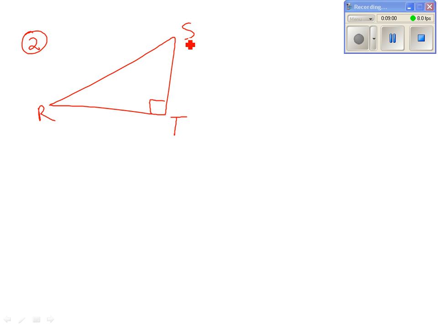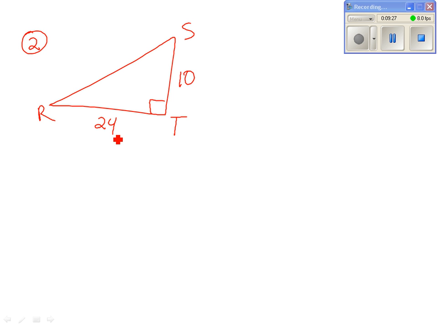They tell us little r is 10. Where does little r go in this triangle? All right. So it goes across from big R, right? So that's 10. What else do they tell us? So I don't have to keep looking back at my paper. Little s is how much? 24. Do they tell us little t? Yeah, it's 26. Now, they didn't have to tell you little t.